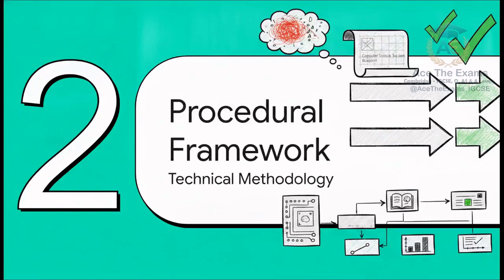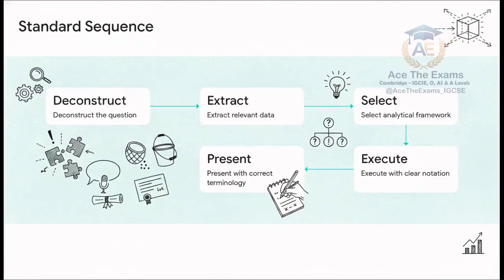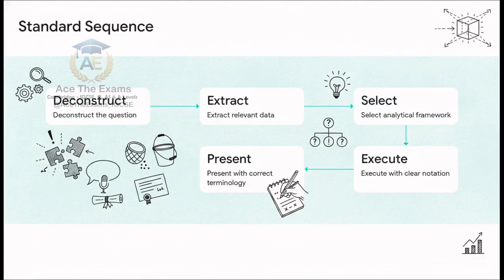Moving right along to Section 2, the procedural framework. This is the transformation phase, guys. This is where we take Sam and Alex's red pen marks and turn them into glorious green check marks. You must memorize the standardized 5-step sequence. Step 1, deconstruct. Step 2, extract. Step 3, select. Step 4, execute. Step 5, present. This is your absolute blueprint for extracting data from texts and tables successfully.